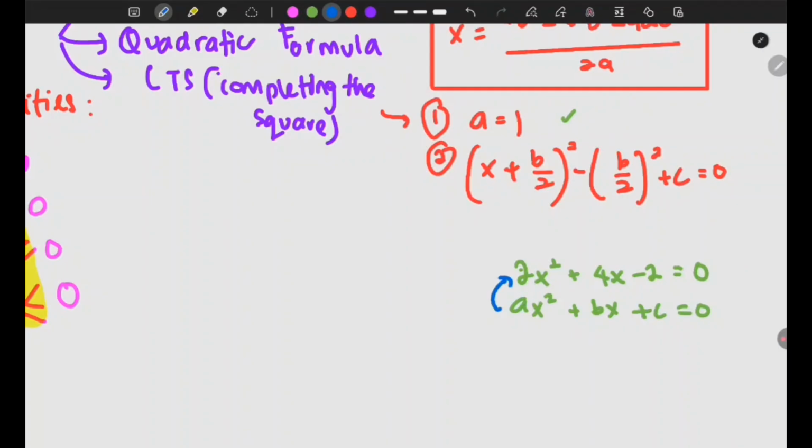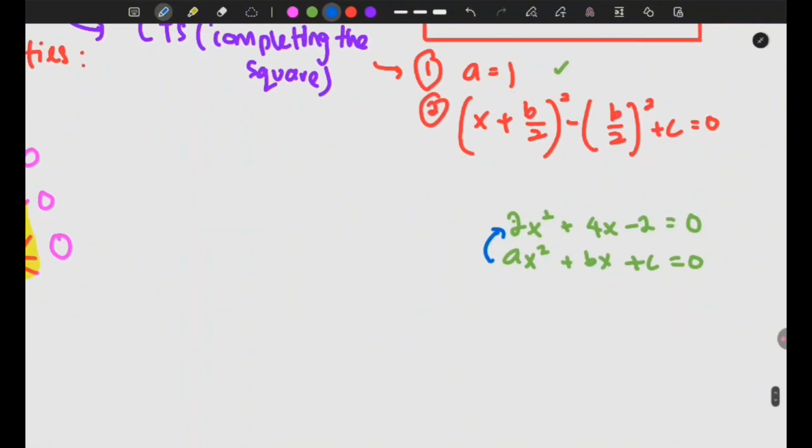So you have to remove the 2. How do you remove the 2? You have to divide everything, because 2 divided by 2, you will get 1. There, I got my a equals to 1. So when you divide, 2 divided by 2, x squared, and 4 divided by 2. When you divide by 2, you have to divide the entire equation, you can't only divide the 2. Okay? 4 divided by 2 is 2x. Minus 2 divided by 2 is minus 1 equals to 0. Now you already made your a equals to 1.